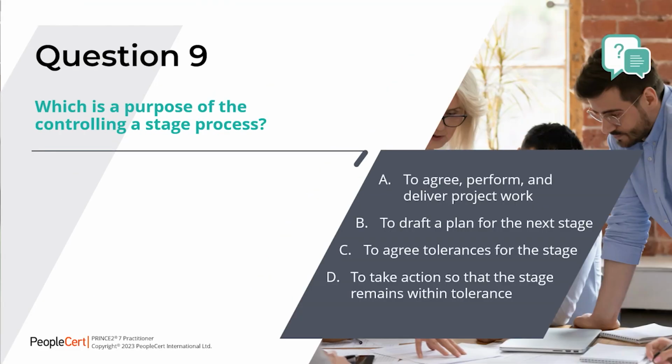Question number 9. Which is the purpose of controlling a stage process? A, to agree, perform, and deliver the project work. B, to draft a plan for the next stage. C, to agree tolerances for the next stage. D, to take action so that the stage remains within tolerance.